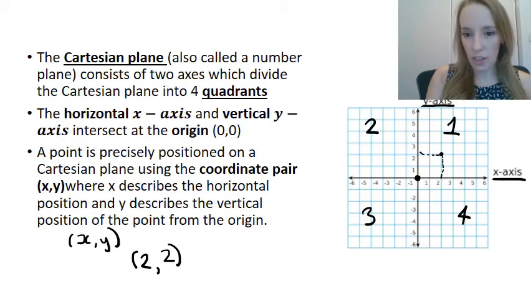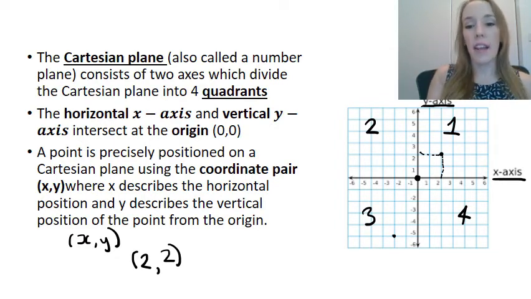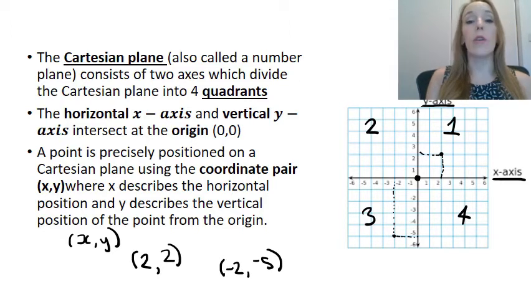Let's plot another one. So let's plot a point, let's go here. Okay, so if we were to plot this point and give the coordinates, the x-coordinate would be, if we go down from the x-axis, it's going down from -2, so it'd be -2, and if we went across to the y-axis, we'd be hitting here at -5. So you can see the coordinate pairs there of those various points.